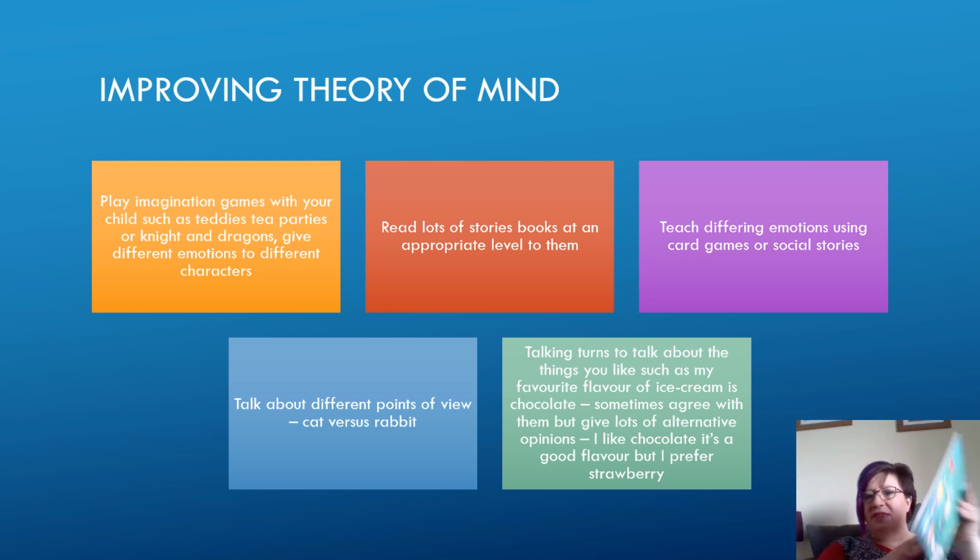You can even get things like this. So this is a series of books by a lady called Tracy Moroney that talks about different feelings and emotions that children might have, and it's a really good way of describing those thoughts and feelings to people.